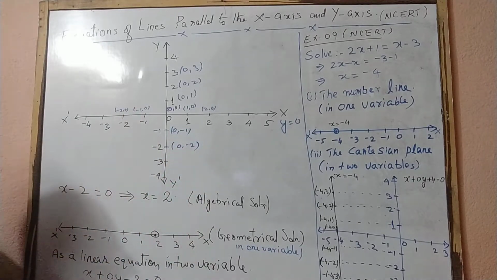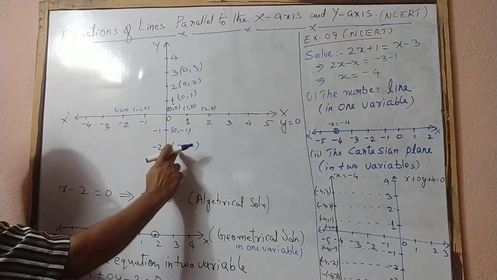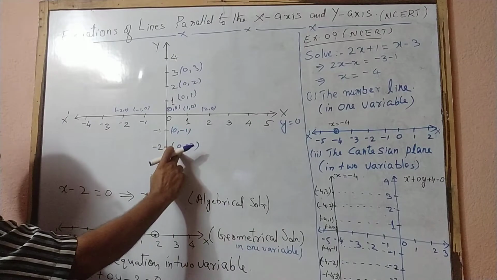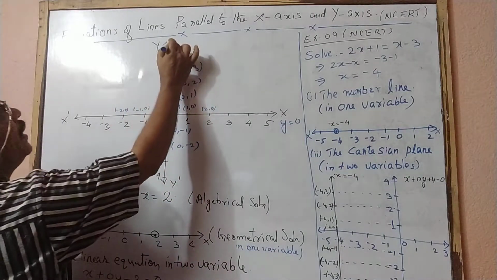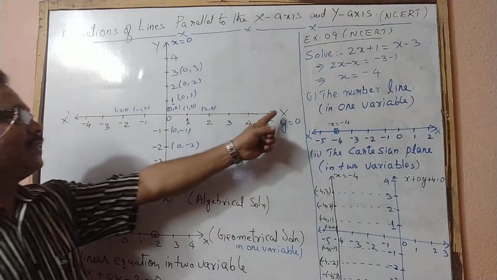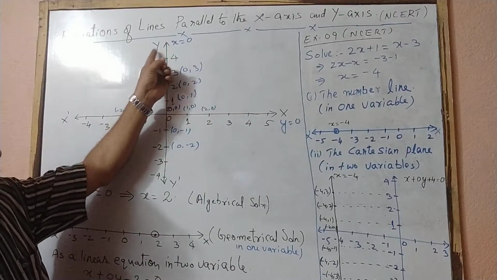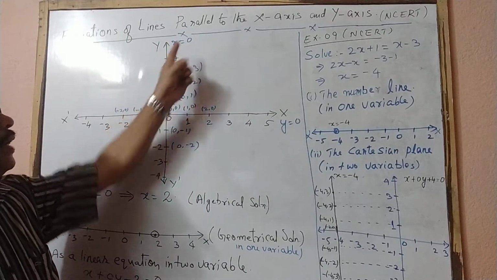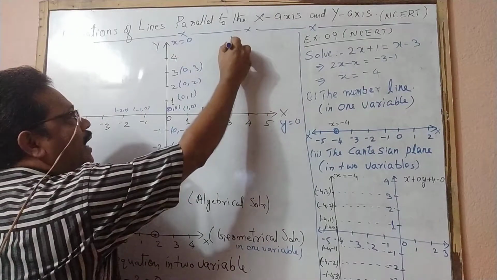So what do you see? You see that everywhere in the y-axis, the value of x is 0. So we can write the equation of the y-axis as x is equal to 0. So the equation of the x-axis is y equal to 0, and the equation of the y-axis is x equal to 0.